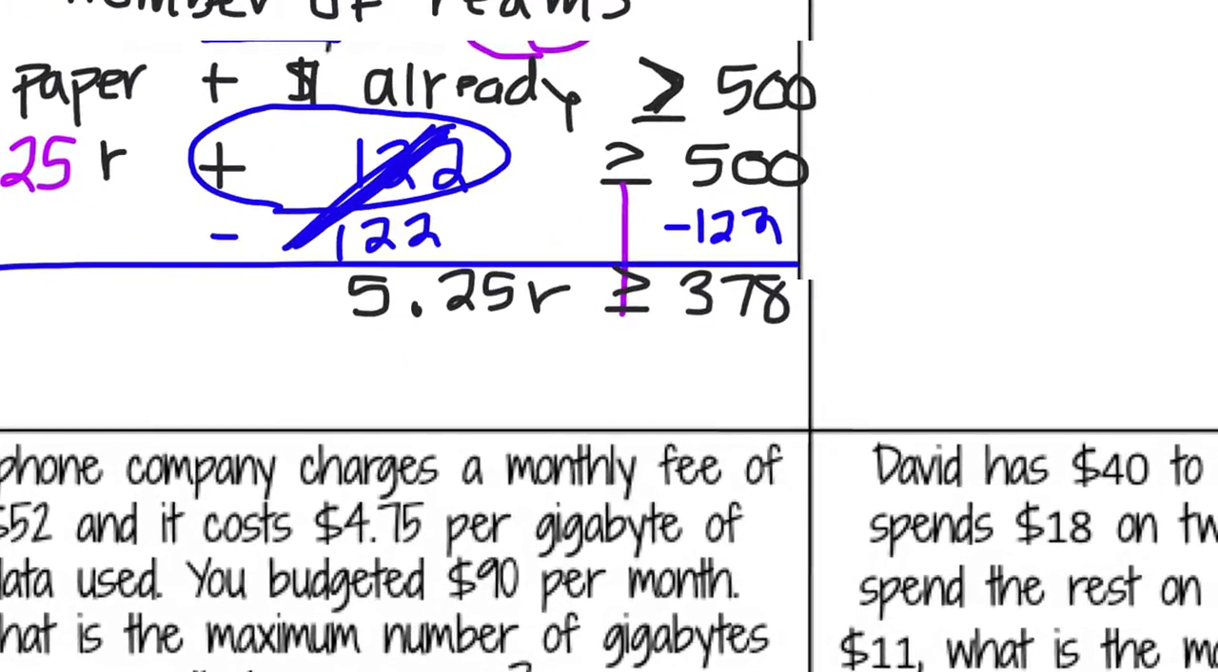Zoom in a little more. Okay. So I undid the constant. Now I have to undo the coefficient. 5.25r means 5.25 times r. The opposite of multiplying is dividing, so we're going to divide both sides by 5.25.